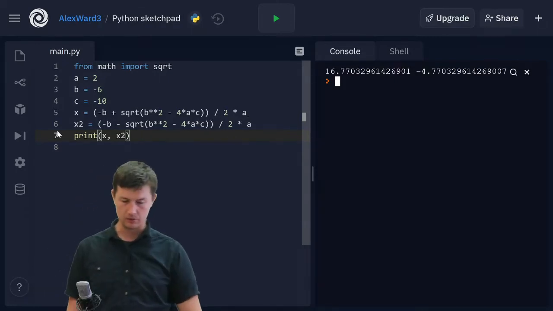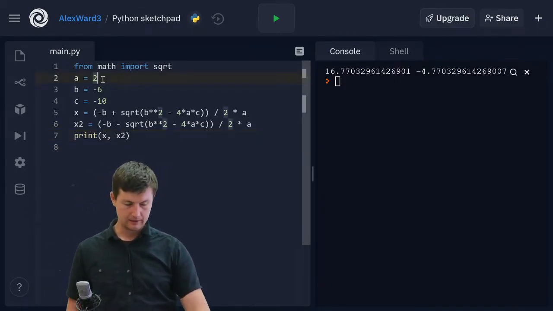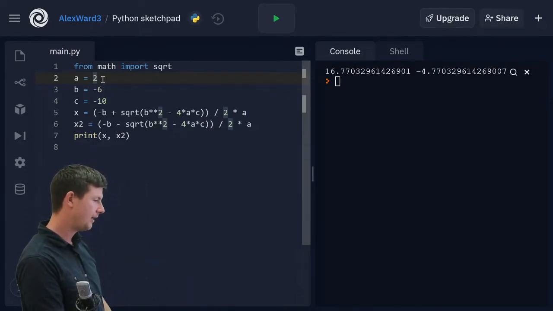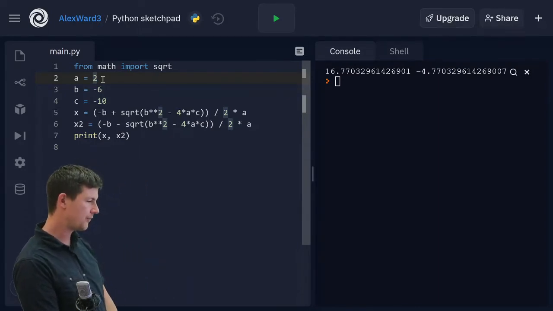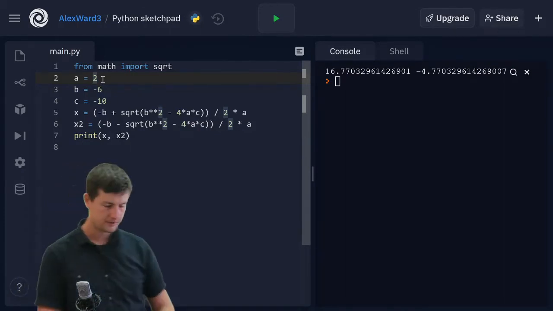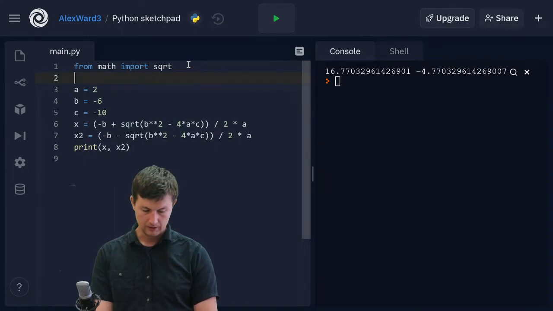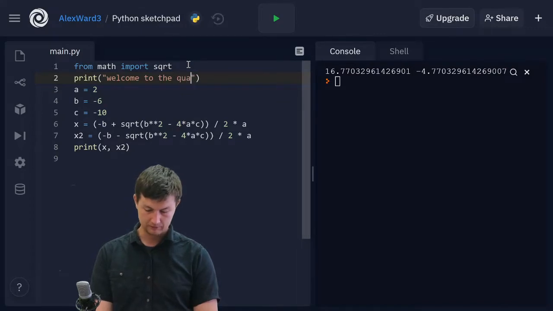Wonderful. Okay, what are we going to do now? We are going to take some input. Are these going to be floats? I don't think so for the moment. I think they're going to be integers. So I'm going to print up the start. I'm going to print "welcome to the quadratic solver."